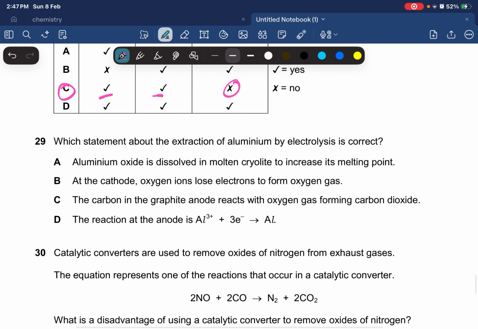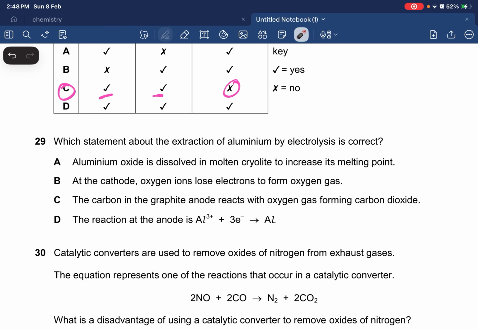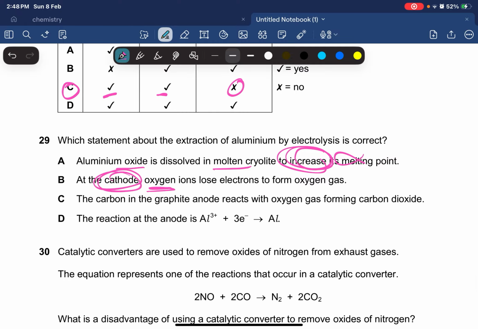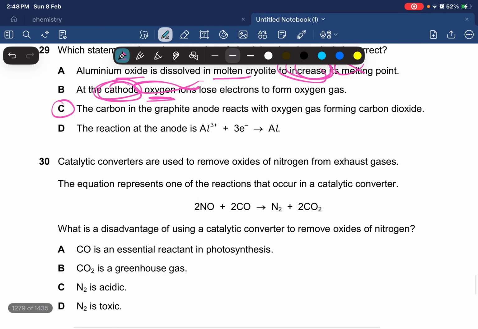Which statement about the extraction of aluminum by electrolysis is correct? Aluminum oxide is dissolved in molten cryolite to increase or decrease? At the cathode, oxygen. The carbon in the graphite anode reacts with oxygen. Yeah, this is a reasonable thing. The reaction is Al3+ plus 3e. The reaction at the anode. The reaction is correct, but this reaction happens at the cathode.